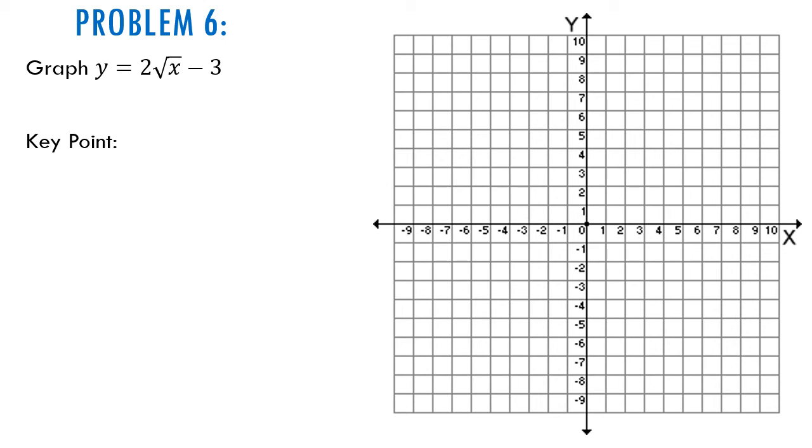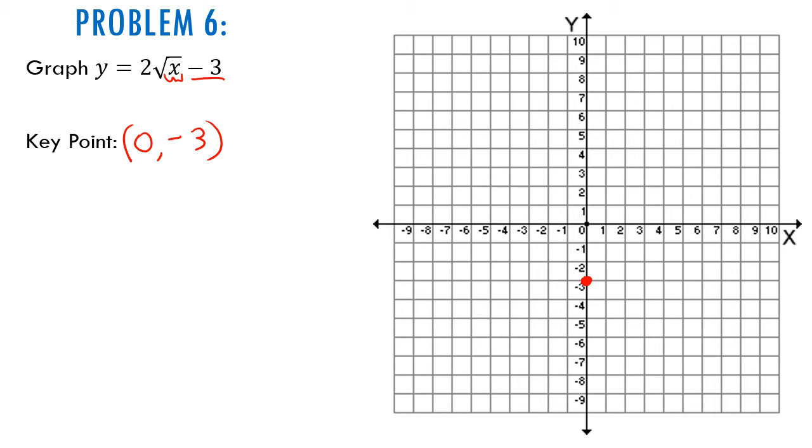All right, our next problem, problem 6, is y equals 2 square root x minus 3. Once again, I am looking towards what's inside of the radical, and I'm asking the question, what number can I plug into x that would make it equal 0? Well, this time it would just be 0, because there's nothing else inside of the radical besides x. And then the back value here is a negative 3. So our first point, our key point is 0, negative 3.